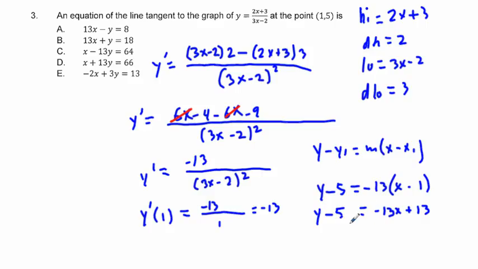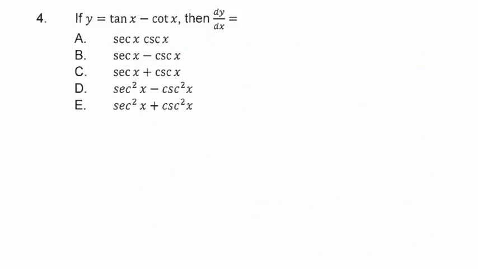And then if we add 5 and add 13x to both sides of the equation, we have y plus 13x equals 18, which is going to be answer choice B. Again, a lot of explanation. You would have been able to do this a lot faster without the explanation.